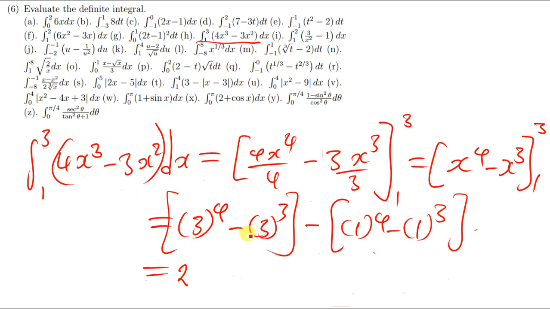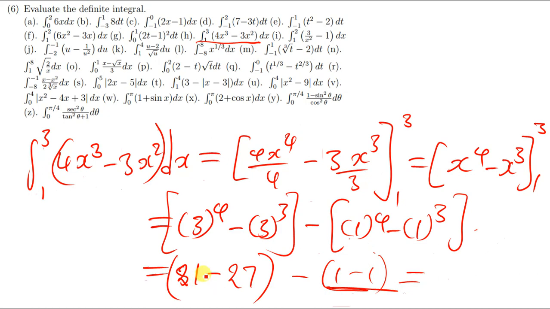I mean 81, not 27. 3 to the power 4, that's 81. Then minus 3 to the power 3, this is the one that gives us 27. Then we say minus 1 to the power 4, that's 1. 1 to the power 3 minus 1. So in short, this part will give us a 0.